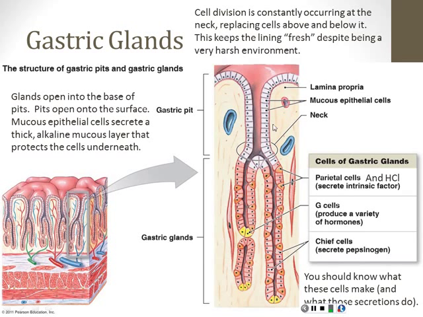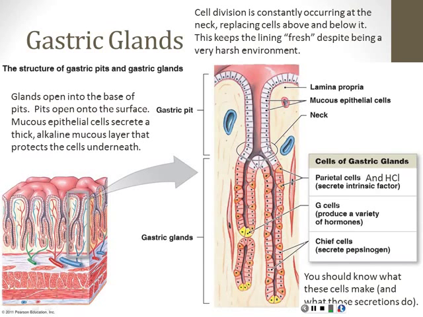All right, so there's this constant replacement. We're going to see that same thing in the small and large intestine, that because cells are being replaced all the time, they can maintain this barrier even though the contents are very caustic or very harmful, damaging acids, enzymes that digest, things like that.